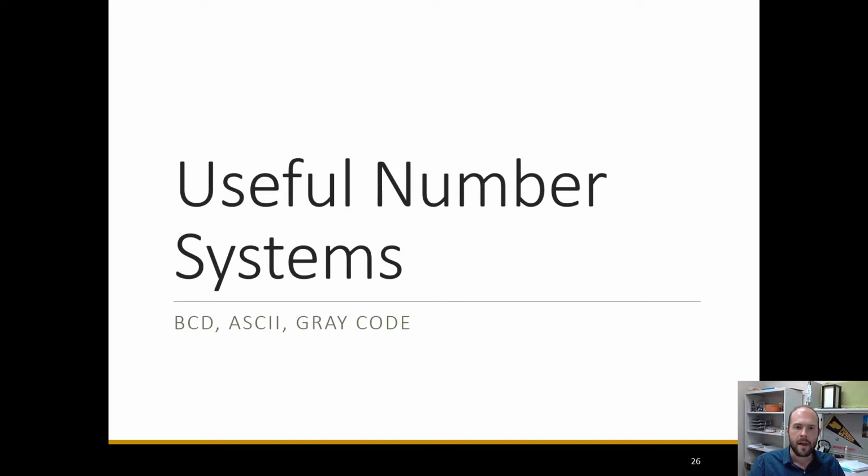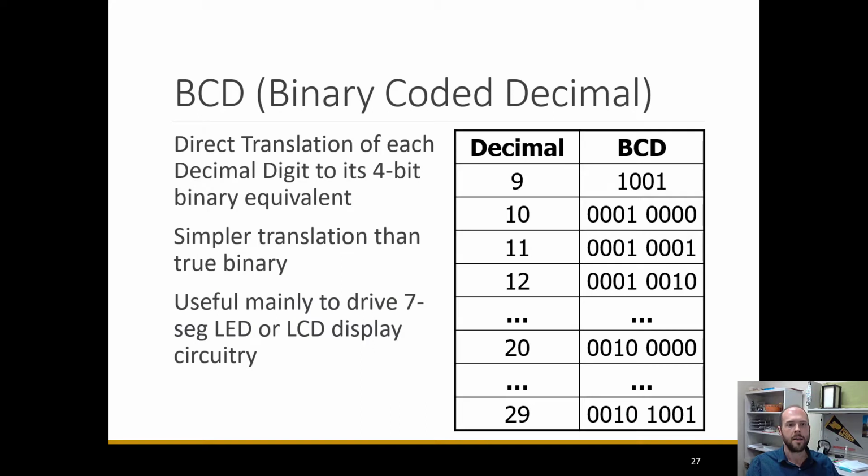So our last few slides here just highlighting some other useful number systems. One is binary coded decimal. This is a way to have a direct translation of decimal digits into binary. That means instead of, you remember that 4 binary digits equal a hex. Instead of going all the way up to F, we just cap it at 9. So this is binary coded decimal, meaning we translate the decimal digits directly into 4 bits of binary each.